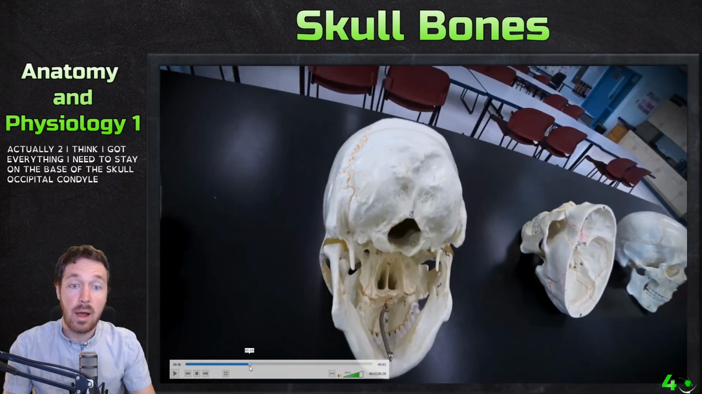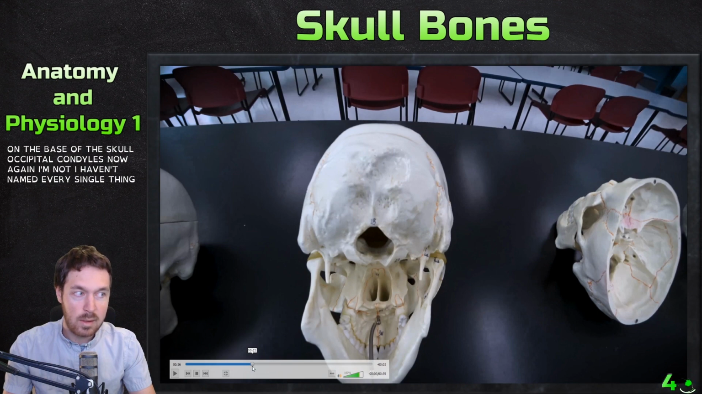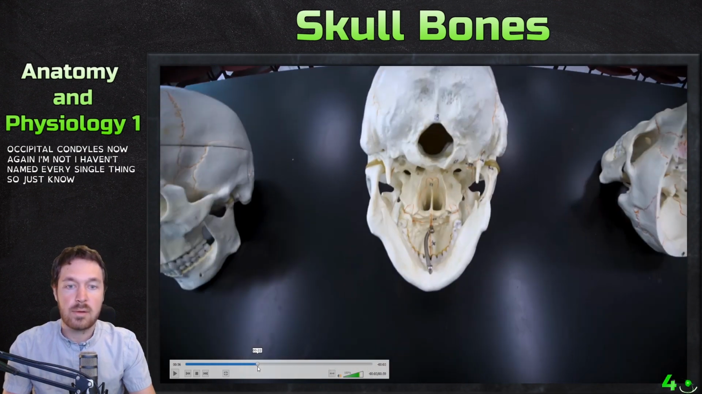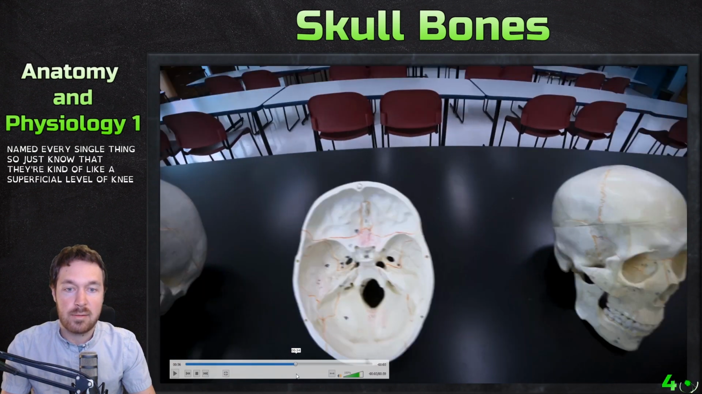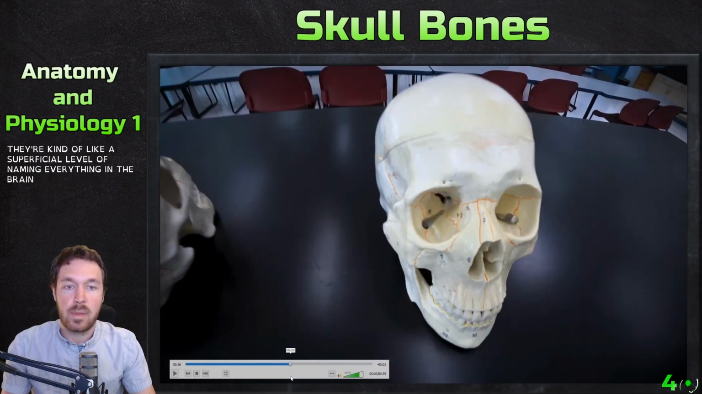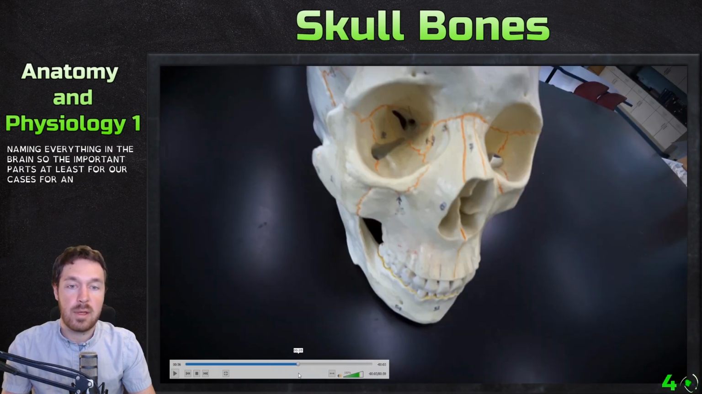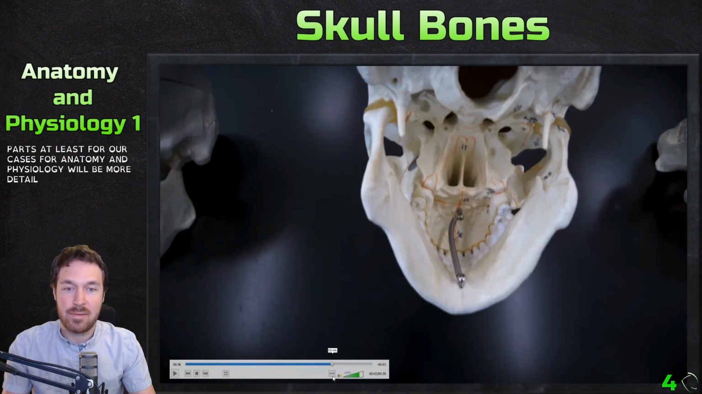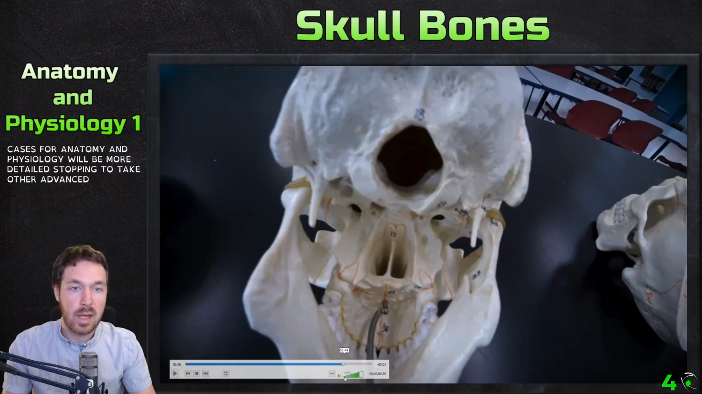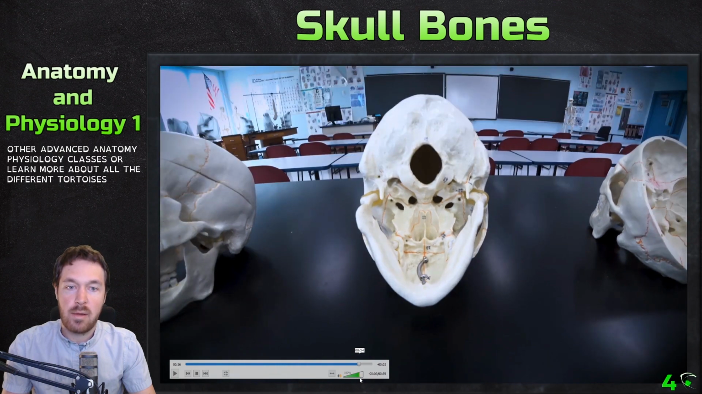Occipital condyles. Now, again, I haven't named every single thing, so just know that there's more. This is just kind of the superficial level of naming everything in the skull. So the important parts, at least for our cases for anatomy and physiology 1. Now, of course, there'll be more detailed stuff if you take other advanced anatomy and physiology classes. You'll learn more about the importance of all of these.